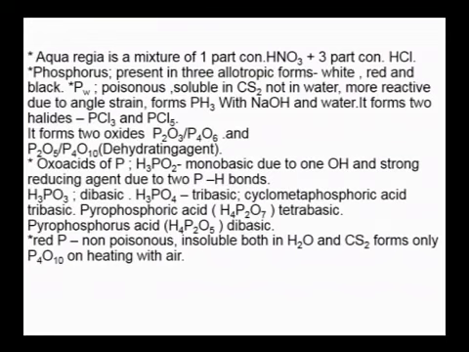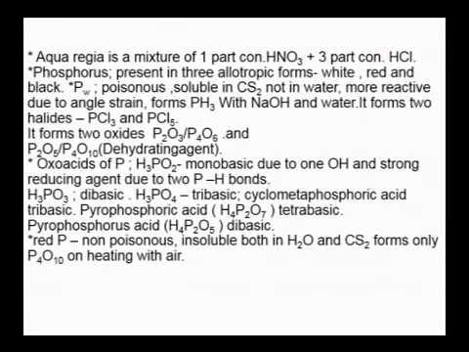Now, let us see the next element, phosphorus, present in 3 allotropic forms, white, red and black phosphorus. White phosphorus is poisonous, soluble in carbon disulfide but insoluble in water. It is more reactive due to angle strain. It forms PH3 with NaOH and water. It forms 2 halides, PCl3 and PCl5.